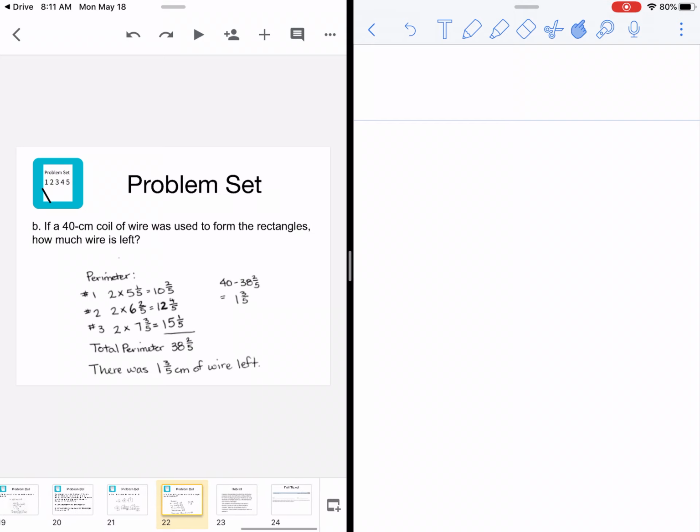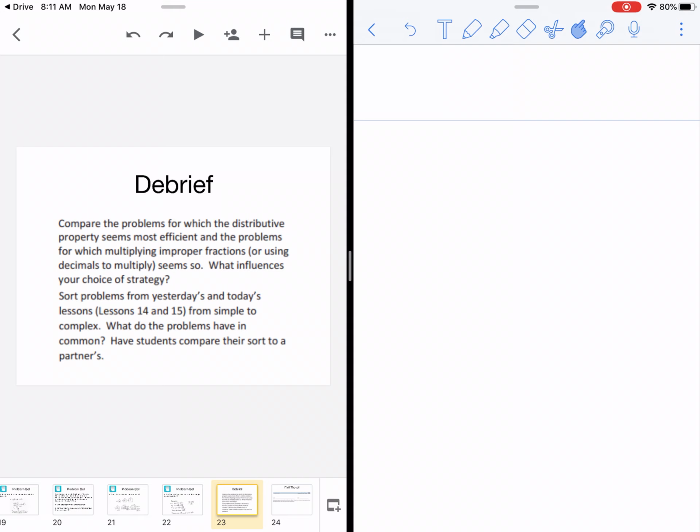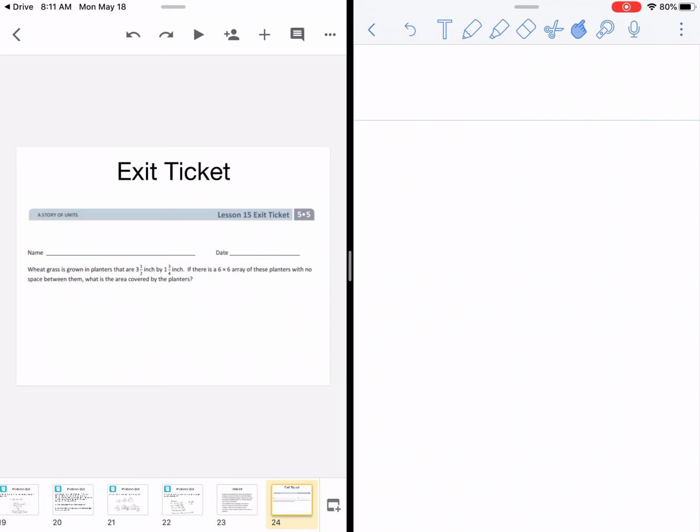All right, so your debrief. Think about some of these questions. It talks about comparing problems for which the distributive property seems most efficient. It says sort problems from yesterday and today's lessons, so from 14 and 15, from simple to complex. What do the problems have in common? So you can think about that. And then you have your exit ticket today.